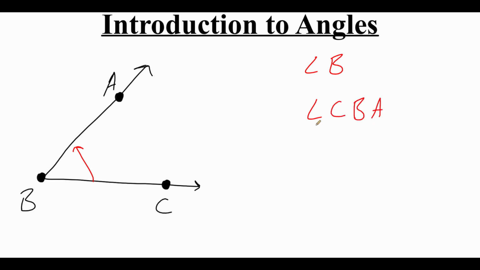Now, as we're using the 3-letter way of naming an angle, the outside letters don't matter what order you put them in, but the middle letter always has to be the vertex. So we could also call this angle ABC. That would be acceptable as well. We can flip-flop those outside letters, but that vertex, that B, needs to stay in the middle.